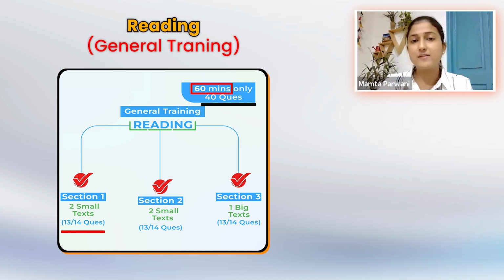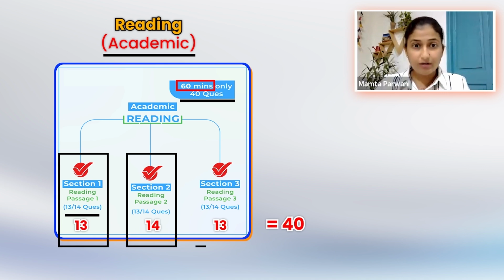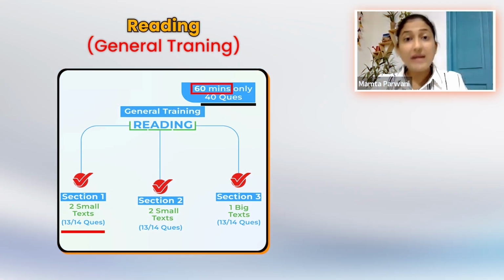Let us now look at the difference. So, reading academic here, each section will have one long passage. That means reading academic has 3 long passages. But when it comes to general training, what do we have here?